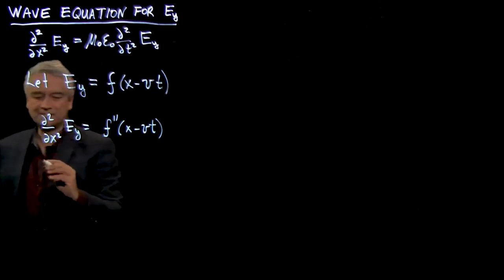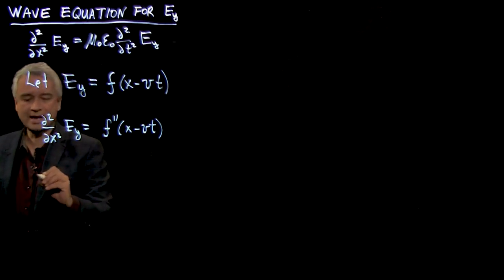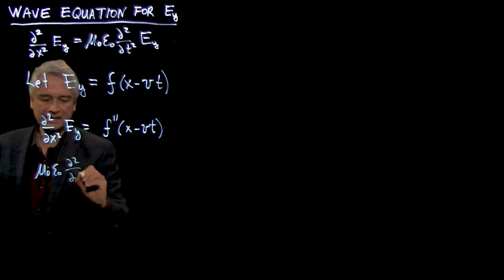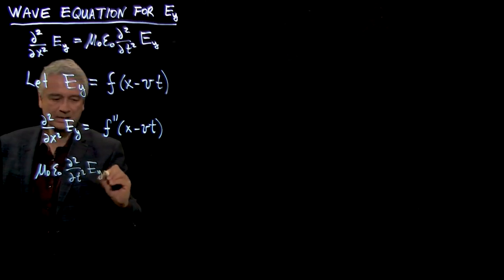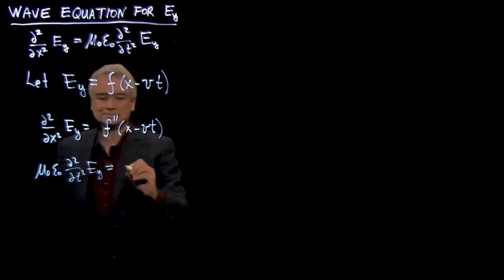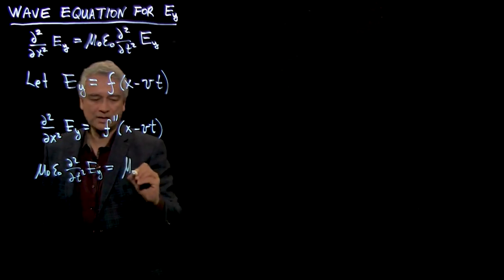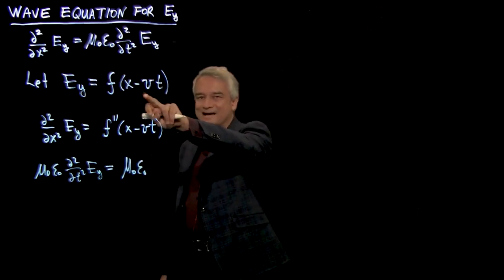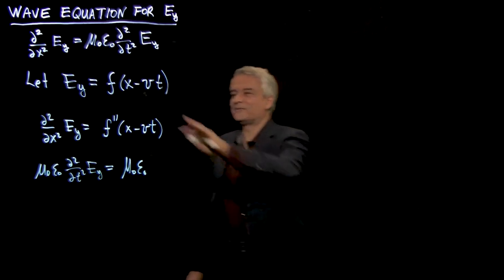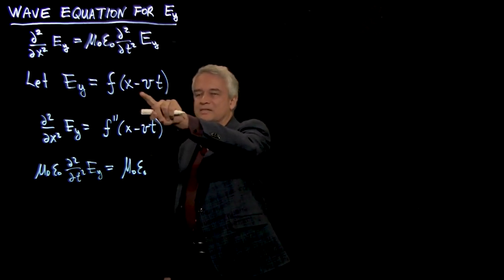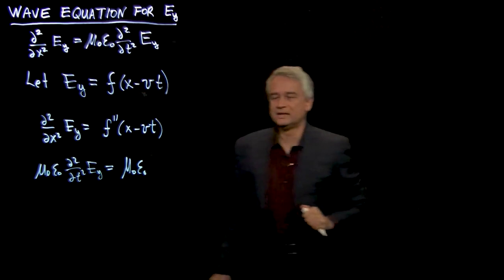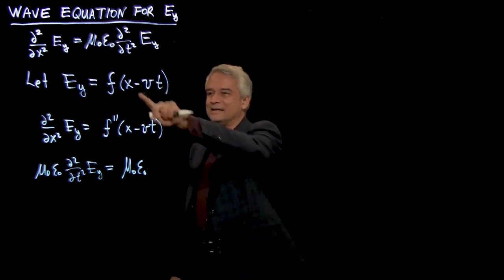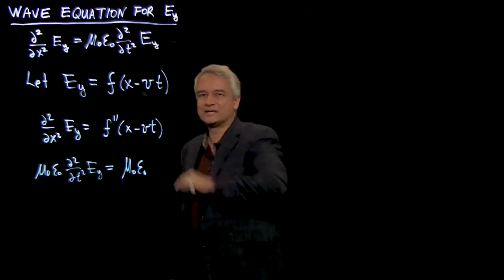Now what about on the right-hand side? On the right-hand side, I have mu naught epsilon naught d squared by dt squared of EY. And what's that equal to? Well, it's mu naught epsilon naught, and then I have to take two derivatives of this with respect to time. When I differentiate this with respect to time, the argument of this function is x minus vt. That just has an x in it, and when I differentiate the argument with respect to x, I just get a 1.